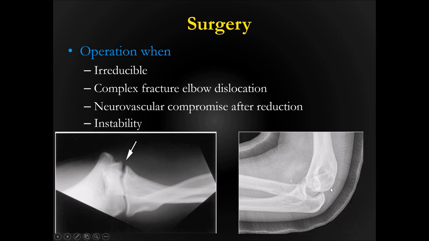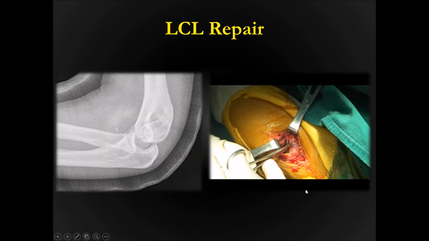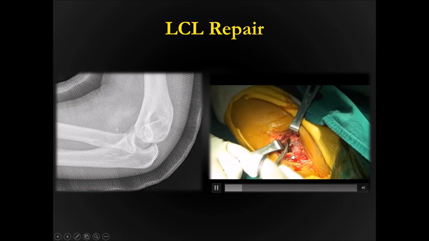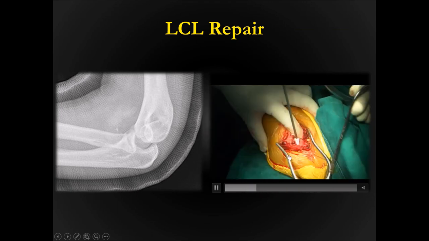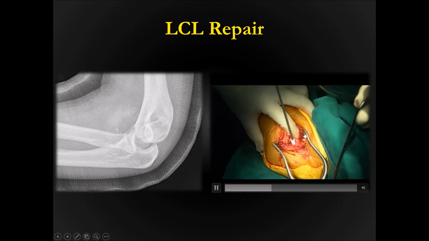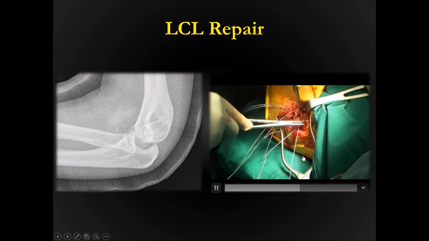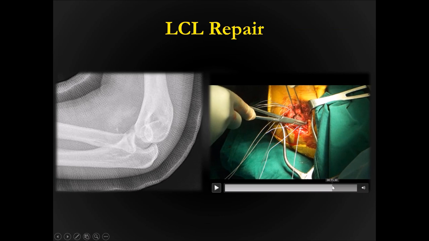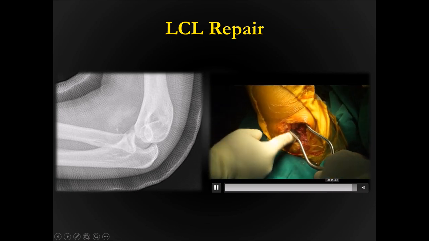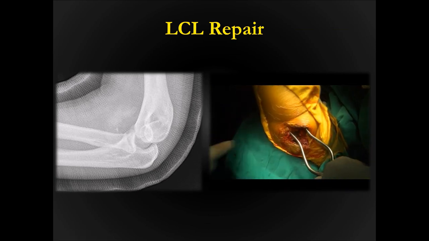So in this patient, after the reduction, there's still some gap like this. Okay, so that means there's something torn. The elbow is still subluxated. So this patient, we need to go in because she has torn off the collateral ligament. We need to fix the collateral ligament with a suture anchor and repair it. Good. Repair the LCL of the elbow, and she's good now.